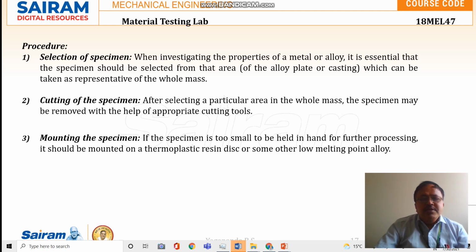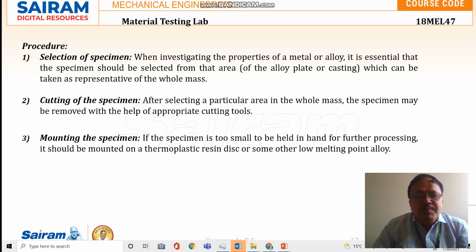Then cutting of the specimen. After selecting a particular area in the whole mass, the specimen will be removed with the help of suitable cutting tools. That is the specimen where the particular area is tested under the microscope. That particular area in the whole mass will be removed with the help of appropriate cutting tools.